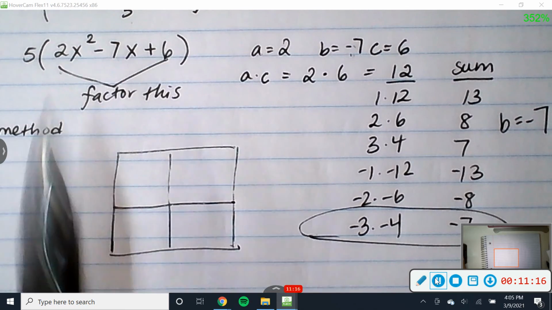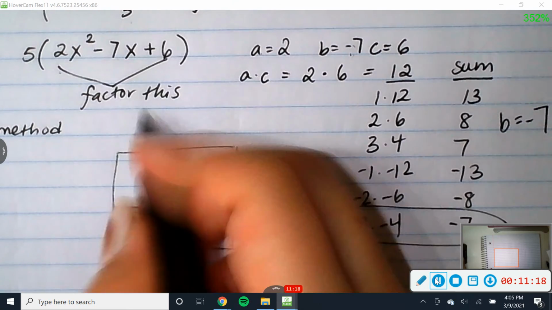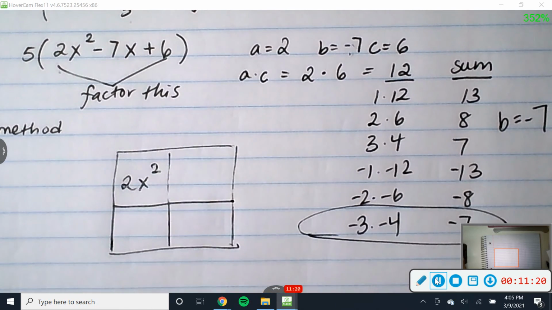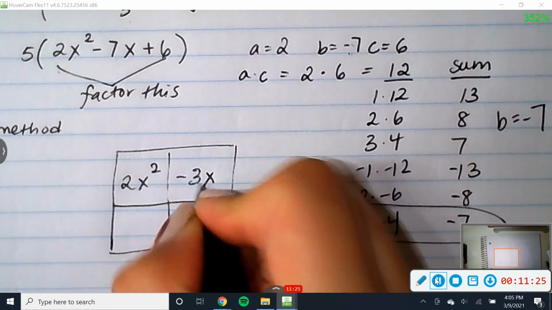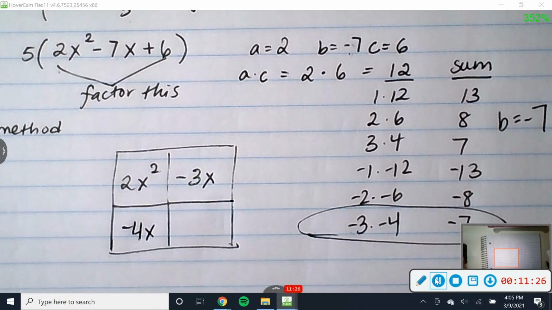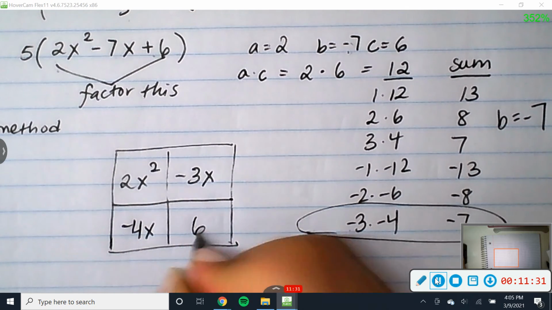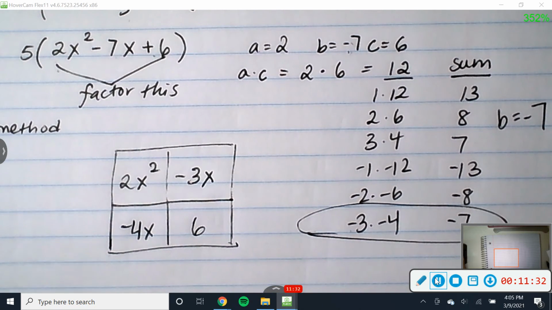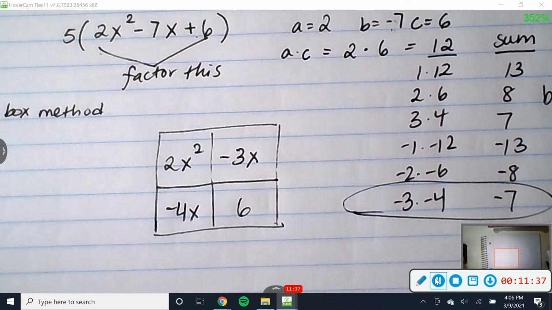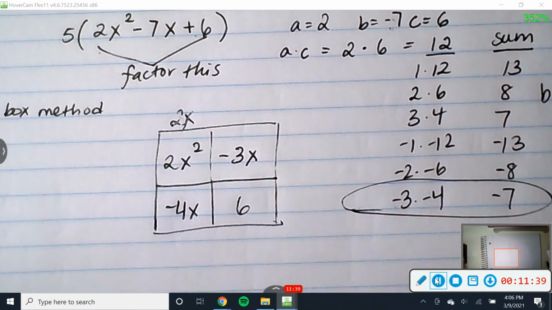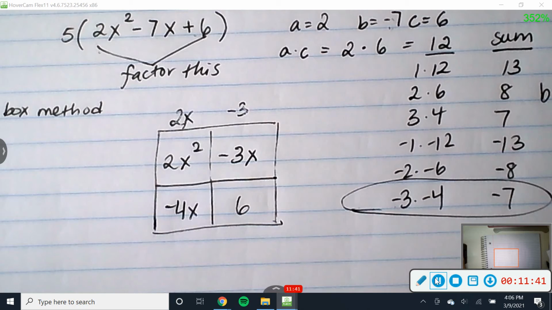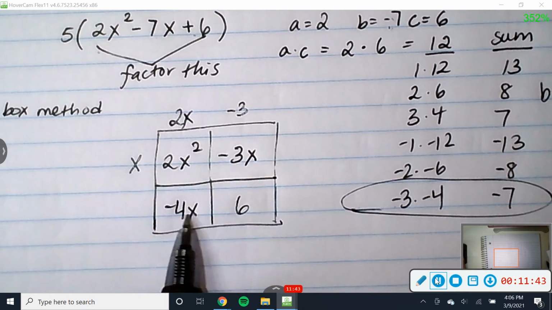I'm going to plug in the first term. So 2x squared will go in the first box. My two factor pairs are going to go in the other boxes, negative 3x, negative 4x. And my last term is 6, so that's going to go in the last box. Now we just write the GCFs on the outside. The GCFs that you should have came up with are 2x, negative 3, x, and negative 2.